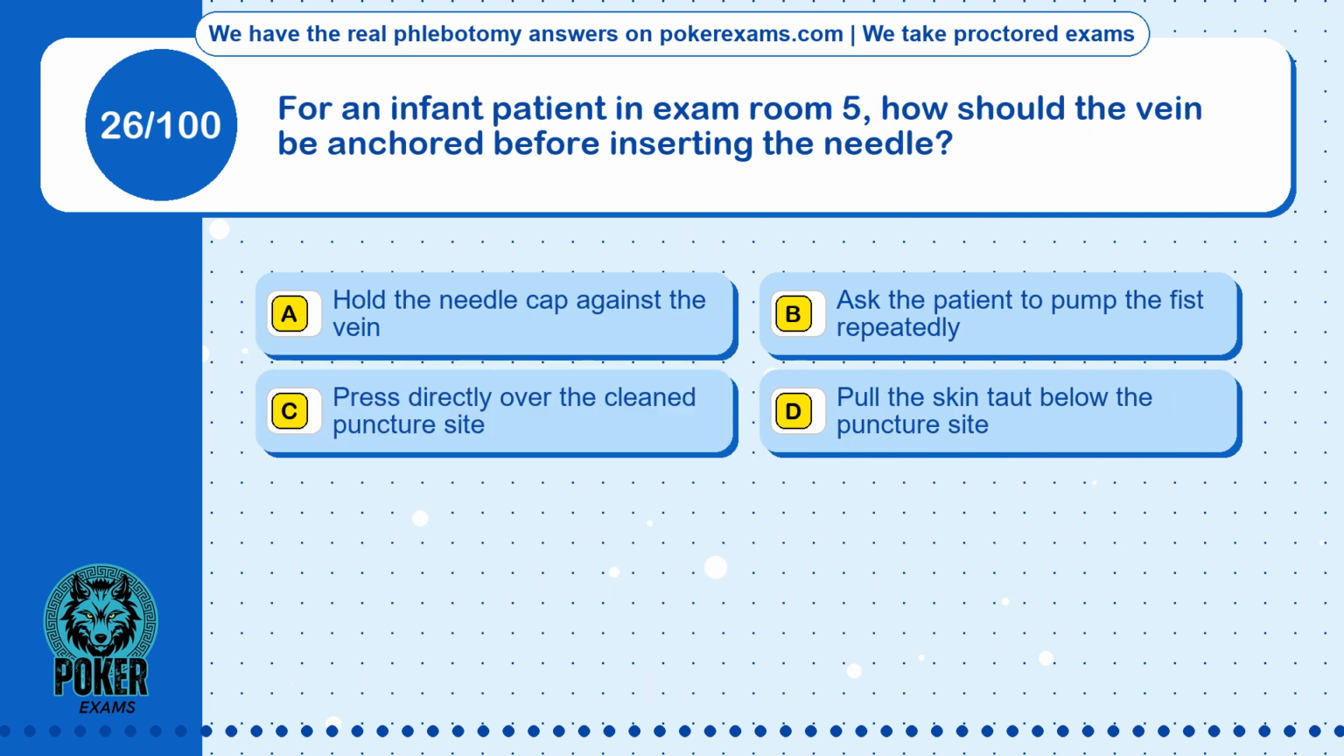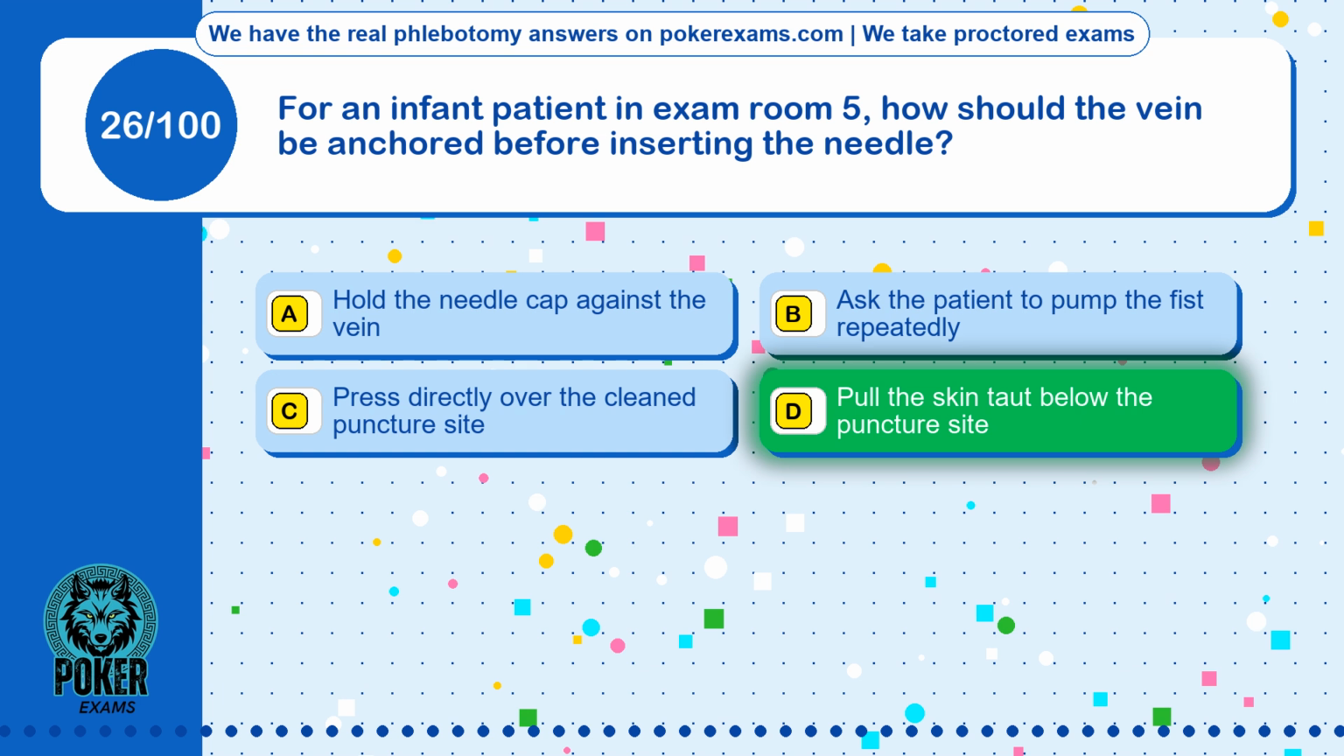Question 26. For an infant patient in exam room 5, how should the vein be anchored before inserting the needle? Option A, hold the needle cap against the vein. Option B, ask the patient to pump the fist repeatedly. Option C, press directly over the cleaned puncture site. Option D, pull the skin taut below the puncture site.